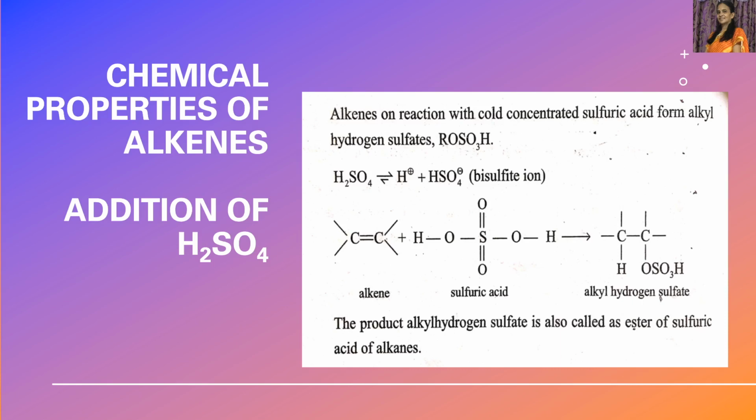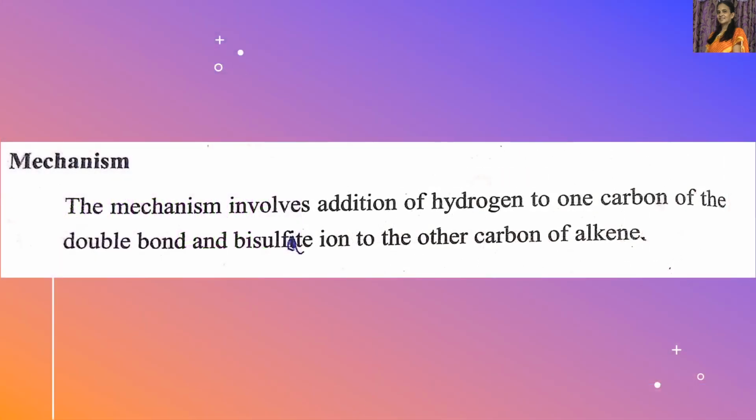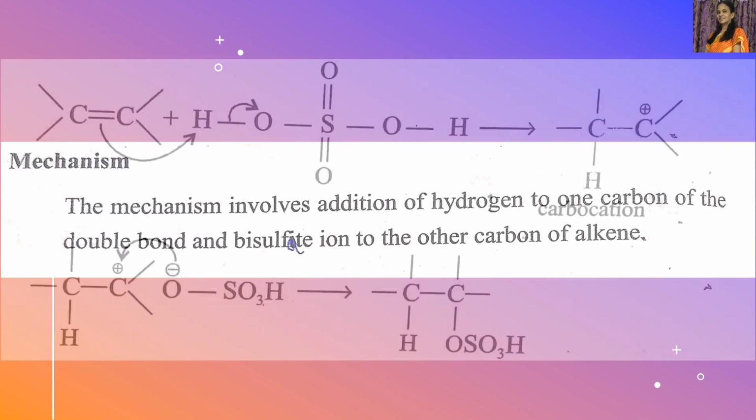So this is another chemical property of alkanes, that is addition of sulfuric acid. When sulfuric acid is added to alkanes, what happens? We get alkyl hydrogen sulfate, also known as the sulfuric acid ester of alkanes. Now let us discuss the mechanism. The mechanism involves addition of hydrogen to one carbon atom of the double bond and the bisulfate ion to the other carbon atom to get the product.